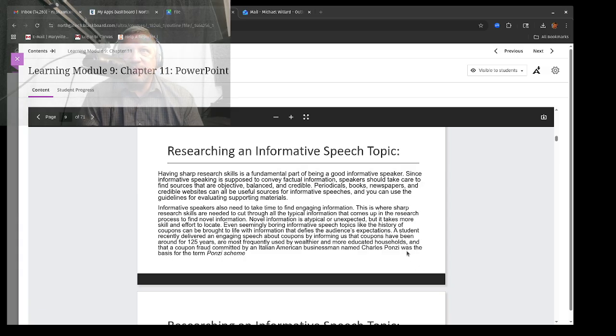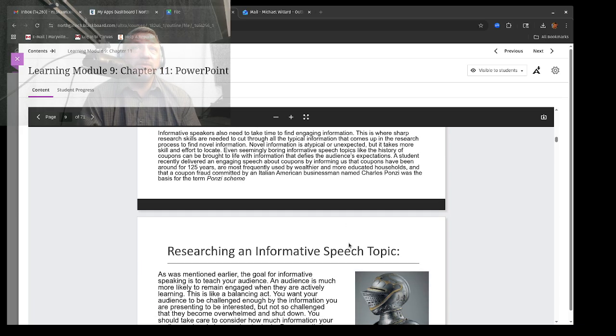Coupons have been around for 125 years, and it's been used by wealthy people. It actually started in wealthier people and more educated households. And they also brought in Ponzi, which I did know that part, but I didn't really think about the involvement of coupons in Ponzi. That's actually how he did his Ponzi scheme. So they took a topic that I would have deemed kind of not interesting and turned it into quite an interesting speech.